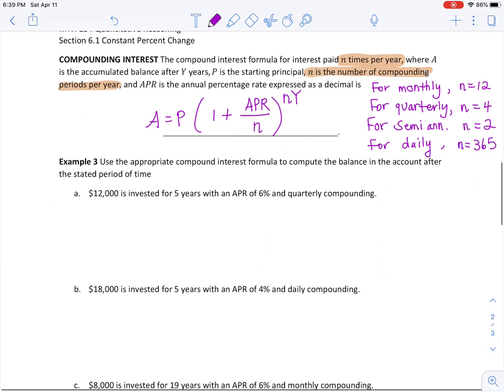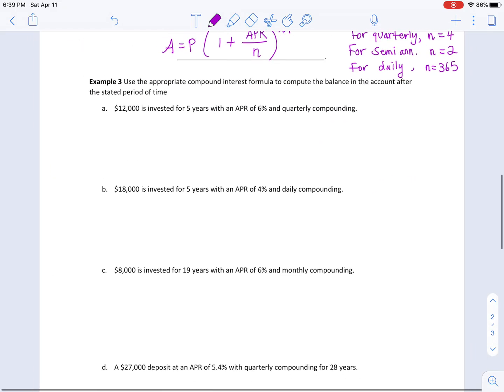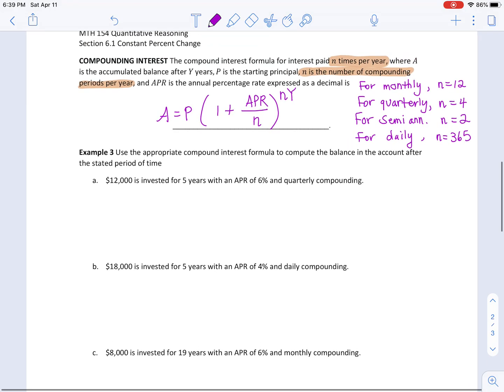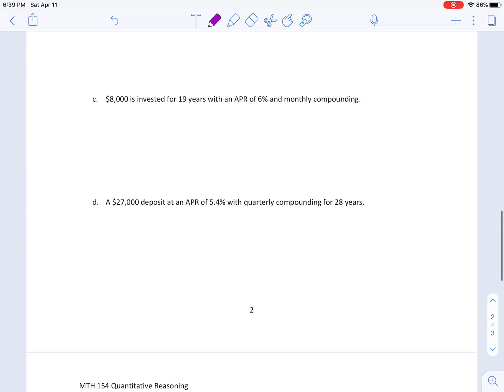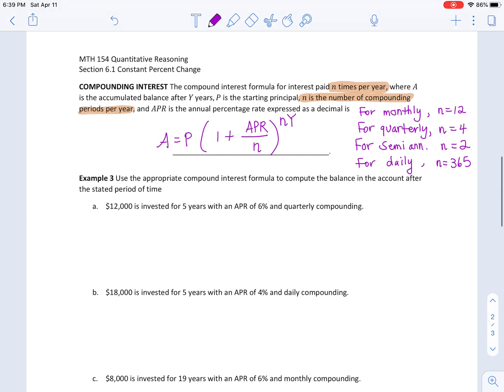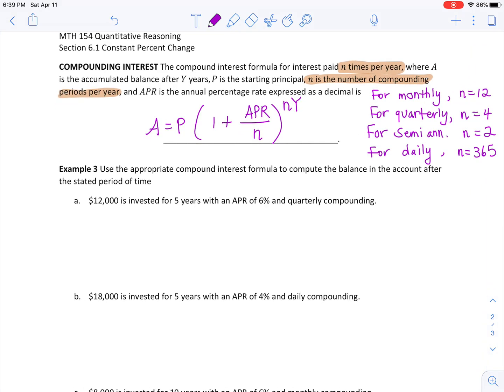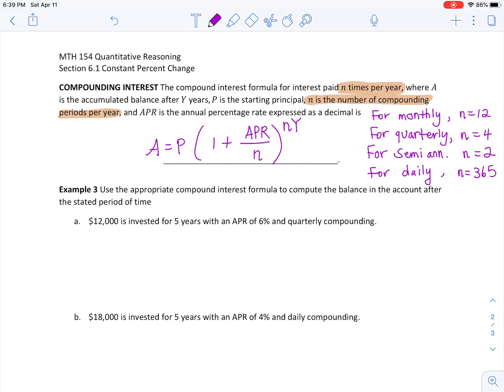All right, let's go over just 4 examples, and then I will be back to talk about how to distinguish linear or exponential equations. Let me stop this one right here, and then I'll be back.